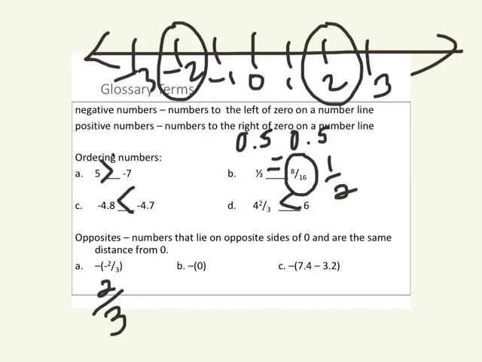What's the opposite of 0? Well, there is no opposite of 0. The opposite of 0 is just 0. And then here, we'd want to do what's inside the parentheses first. Okay, simplify inside first. So 7.4 minus 3.2 is 4.2. And now we take the opposite of that, so that'd be a negative 4.2.